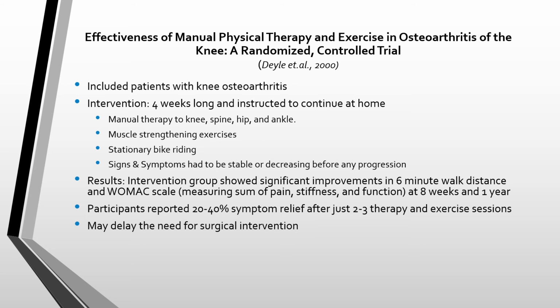So the results showed that the intervention group showed significant improvements in their 6-minute walk distance and their WOMAC scale. The WOMAC scale is basically a sum of their pain, stiffness, and function scales. And it showed improvement at 8 weeks and at 1 year. And they also reported down what they exercised even after they continued at home, and they adhered to the exercises pretty well.